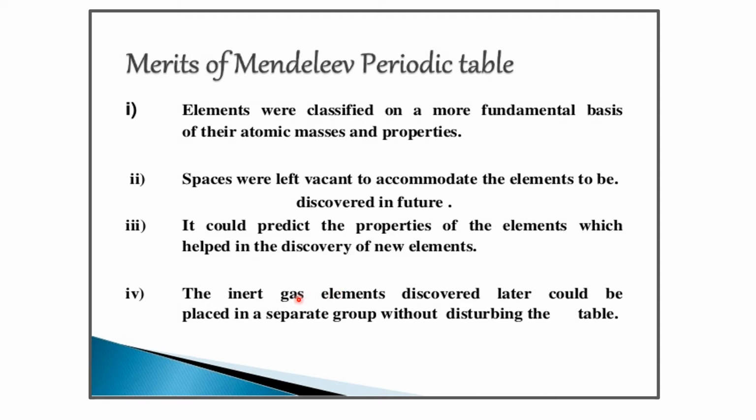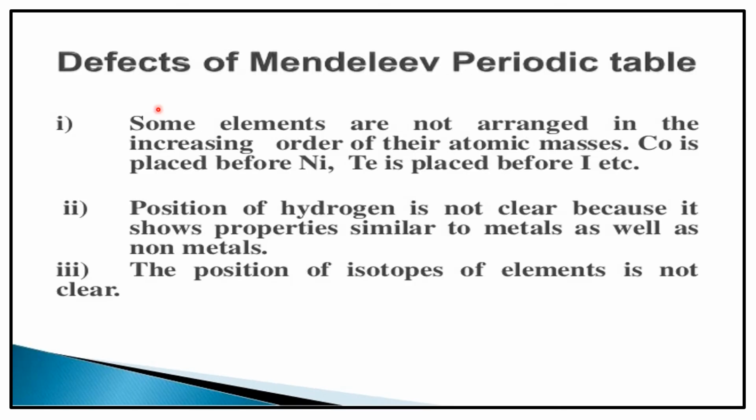The other merit of this table is that the inert gas elements discovered later could be placed in a separate group without disturbing the table. So the inert gas elements were placed separately as a separate group in the periodic table.